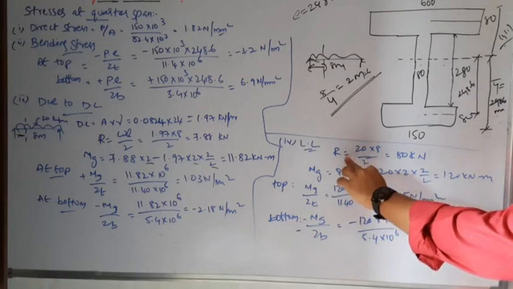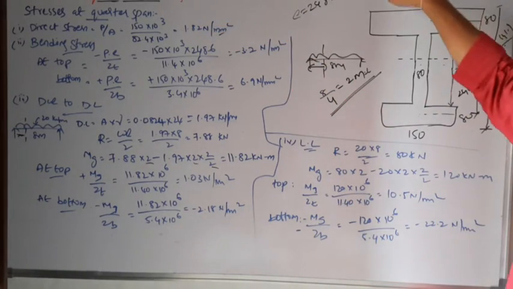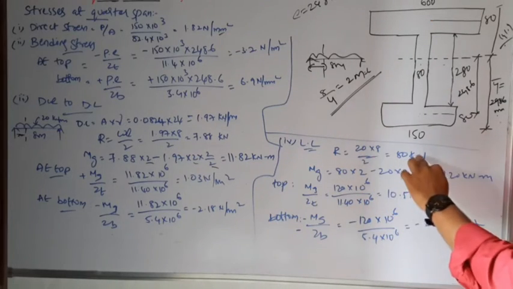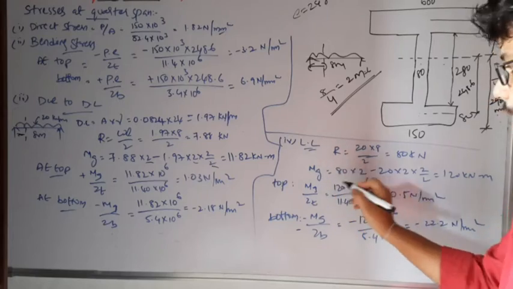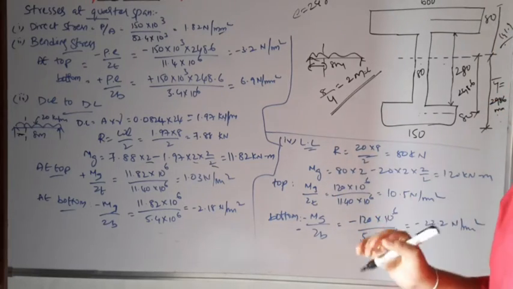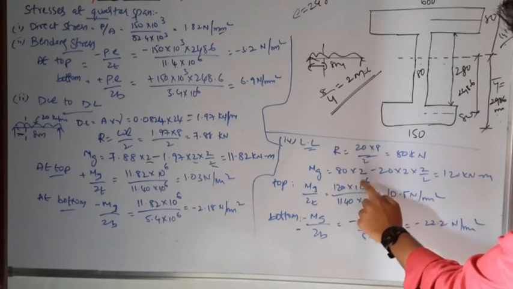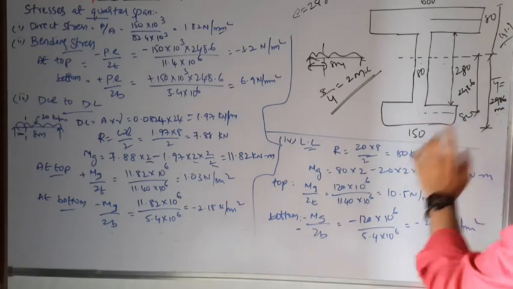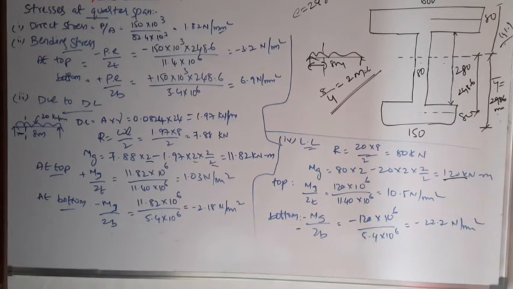The live load for the beam is given as 20 kilonewton per meter. So 20 into 8 by 2, we have got 80 kilonewtons. Here, how can we calculate M? 80 into 2. Why? Because it is asked for the quarter span, no? So 80 into 2 minus 20 into 2 into 2 by 2. We have got the value of 120 kNm.